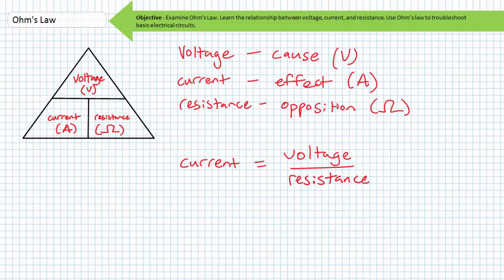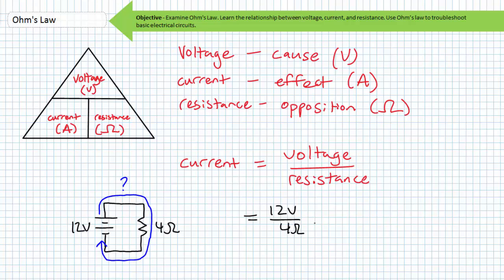Now take it two steps further. Put some numbers in there. If you've got a 12-volt source being opposed by 4 ohms of resistance, you'd expect to observe 12 divided by 4, or 3 amps of current. That's it. That's Ohm's Law. If you can simply remember the cause, effect, and opposition relationship using electrical terminology, and then multiply or divide some numbers, you've got it. It's really that easy.